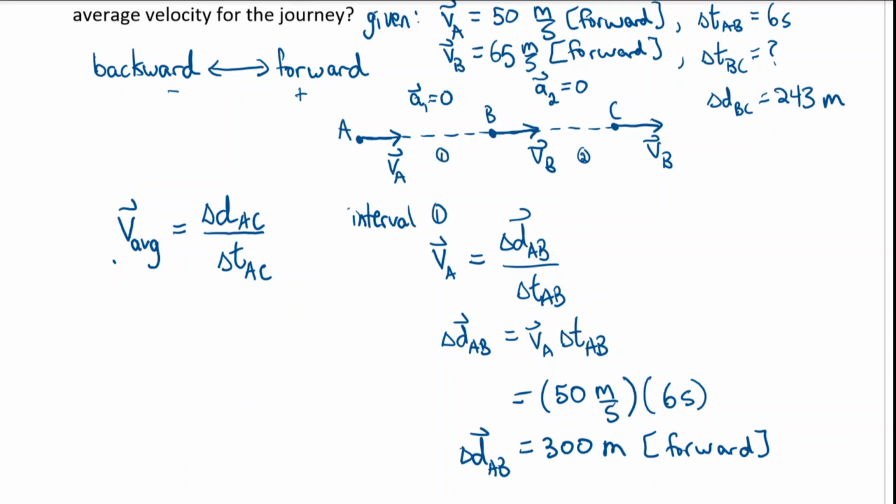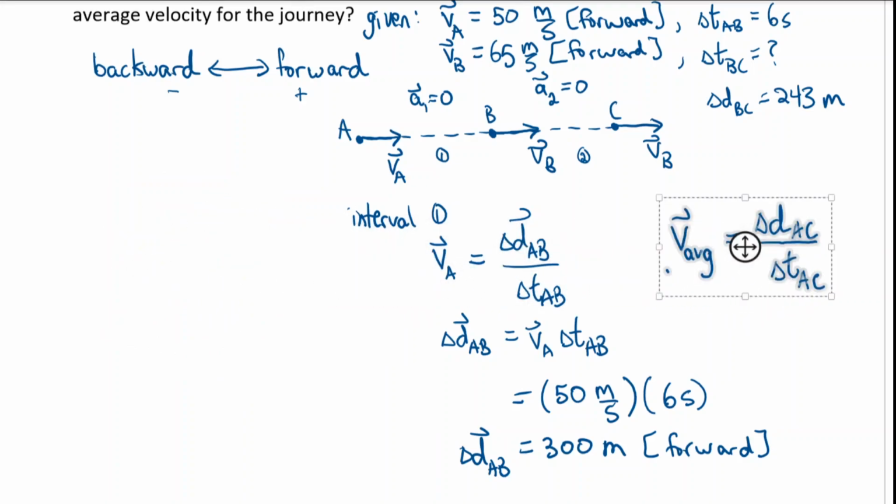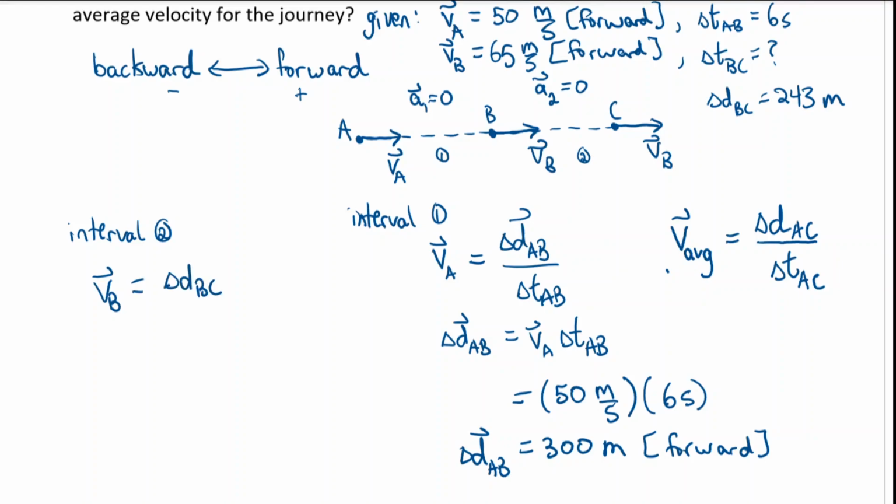We'll do our second equation, our second interval, I mean. So for interval 2, I'm going to now look at my velocity, my second velocity here, and it's also a constant velocity, so I'm going to be using now this equation for the second interval.